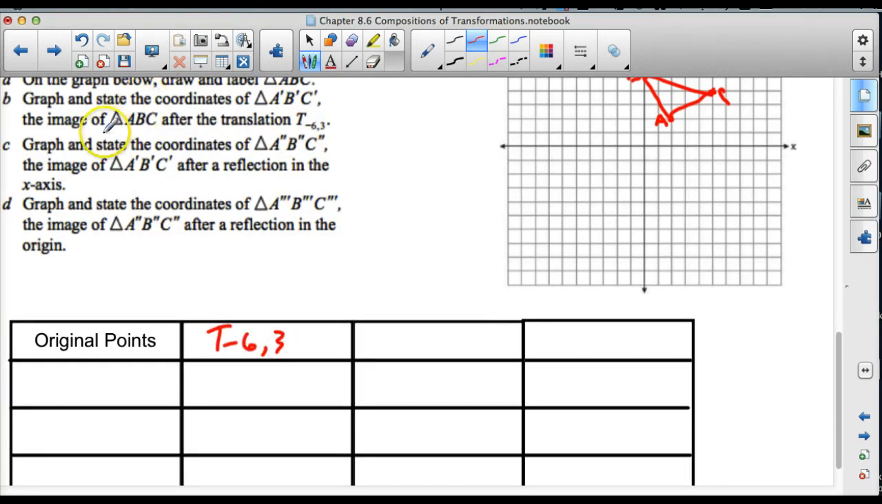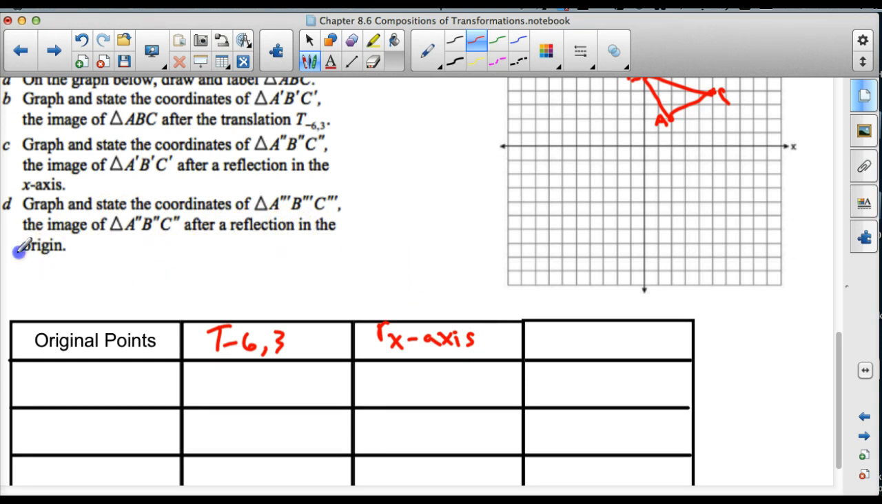What's the next thing we want to do? It says step C, we want to reflect in the x-axis. So here we're going to reflect in the x-axis. Remember, reflection's the little r. And then D says reflect in the origin.